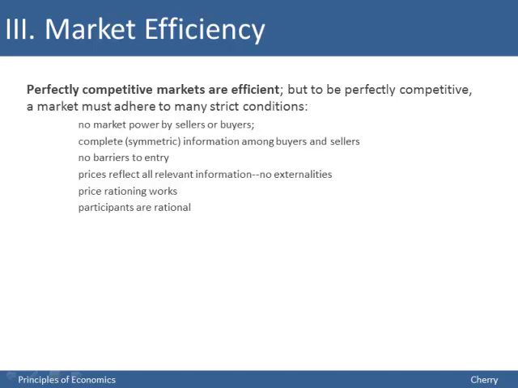Right? So here are just a few. One, no market power can be held by either any buyers or sellers. One criteria that helps us reach this is that there are many buyers and many sellers. Another one would be complete and symmetric information among buyers and sellers, meaning that the buyer and the seller have the same information about that good or service.